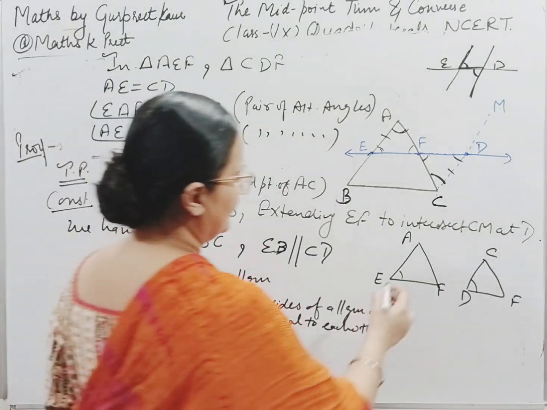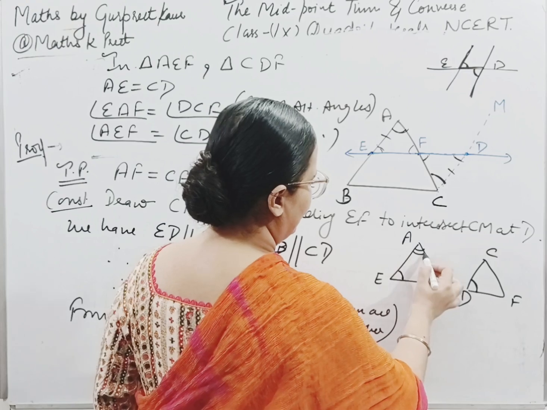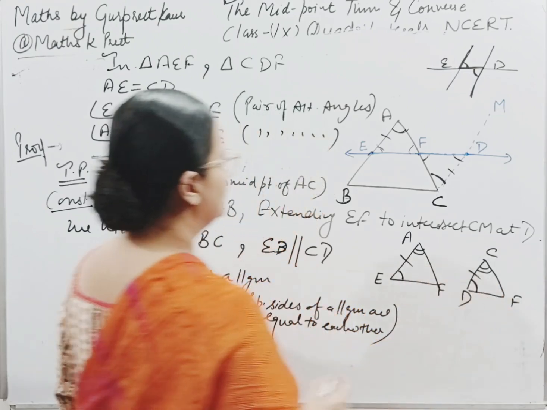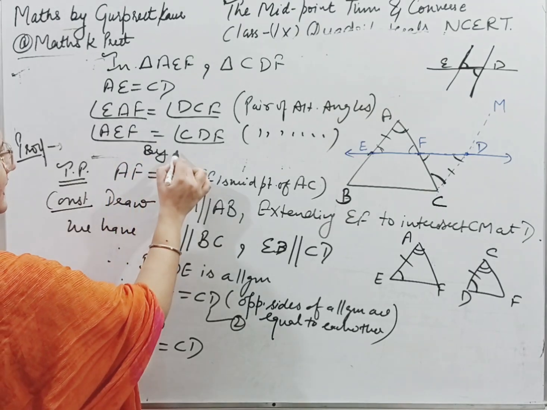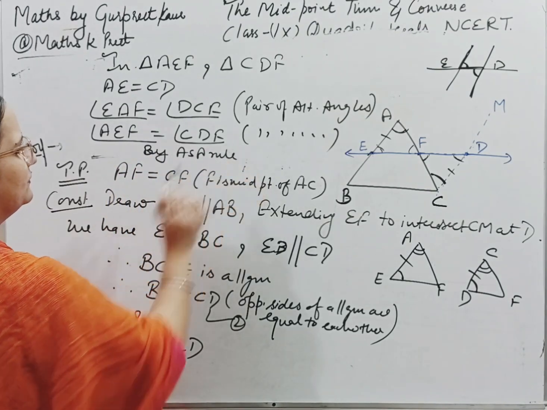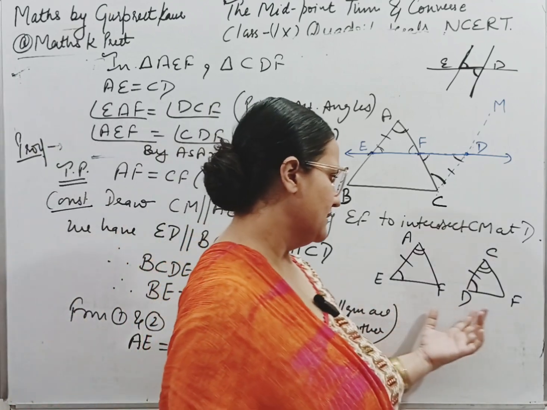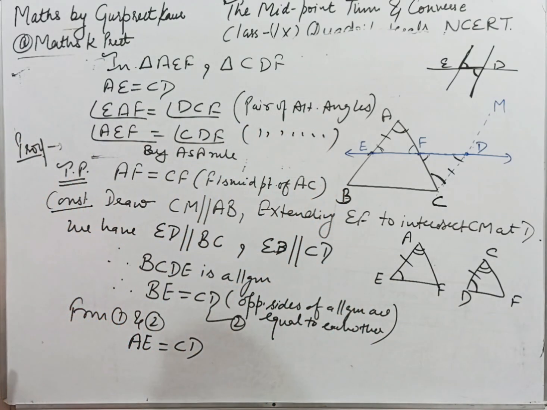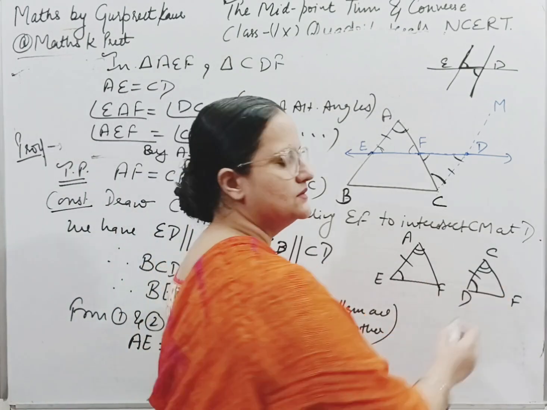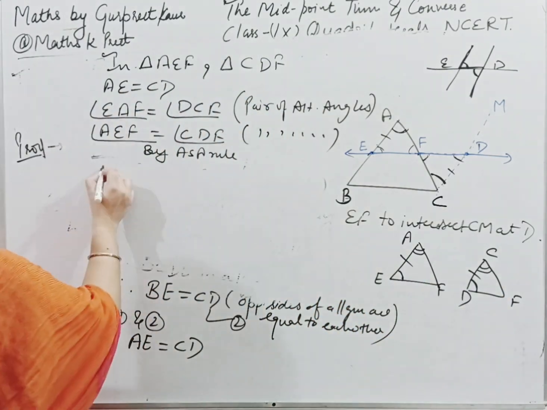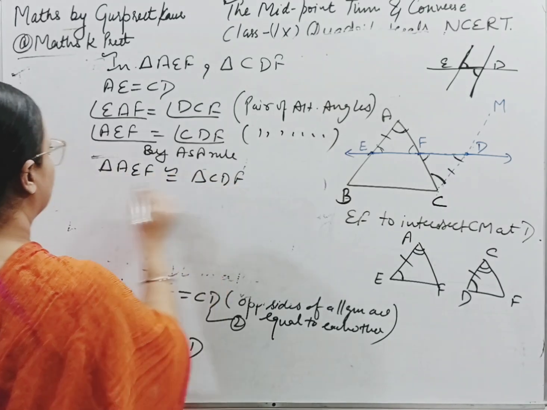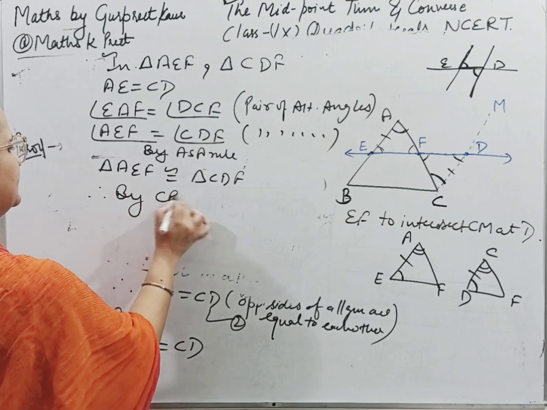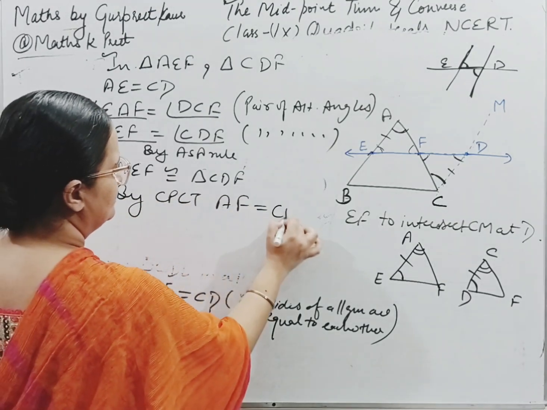I have just proved that this angle is equal to this angle, this angle is equal to this angle, and AE is equal to CD. Therefore, by the angle side angle rule, we have proved these two triangles congruent. Fine. What we have to actually prove is that AF is equal to CF. Therefore triangle AEF is congruent to triangle CDF. Therefore by CPCT, AF is equal to CF.